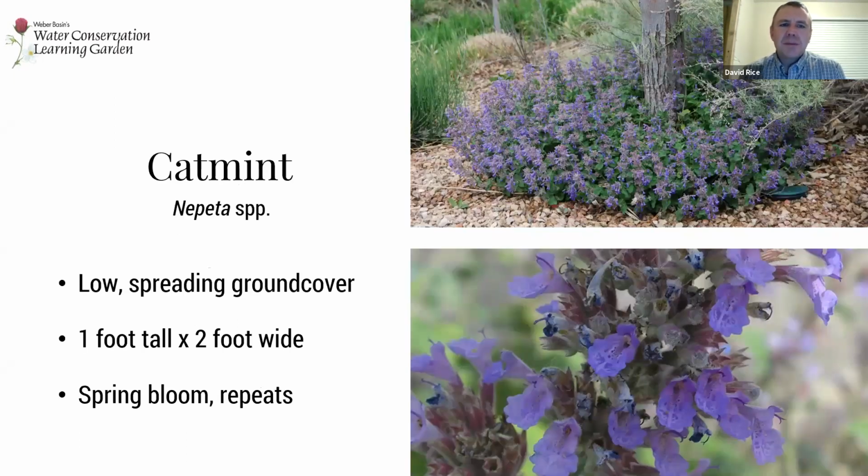Catmint, Nepeta, low spreading kind of ground cover type, 1 foot tall, 2 feet wide, spring bloom in blues, it repeat blooms. A great plant, again, for park strips.